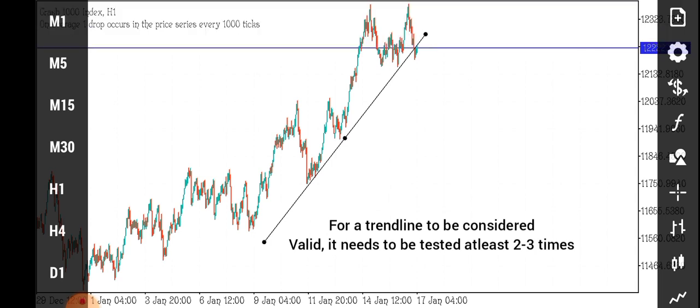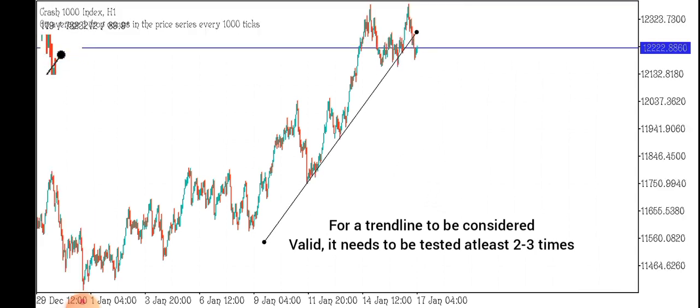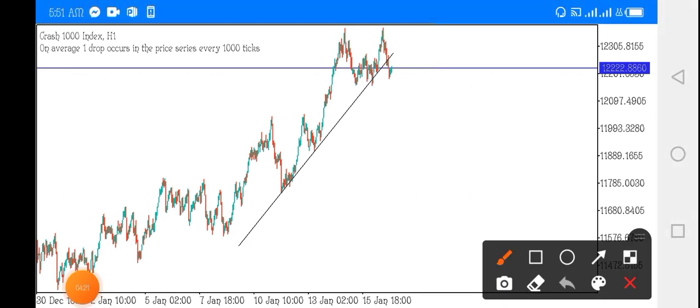Now, for a trend line to be valid, it needs to be tested at least 2 to 3 times. So now, if you look at our chart, you're going to see that this trend line has actually been tested multiple times here. Let's just say once, because that is just a low. It has been tested here. It has been tested here. Tested like twice here. So you see, it is a valid trend line.